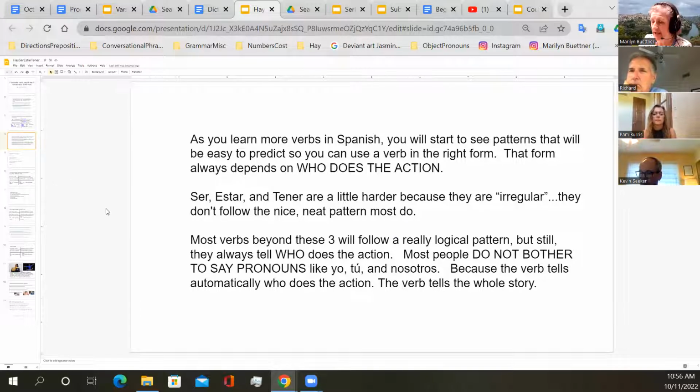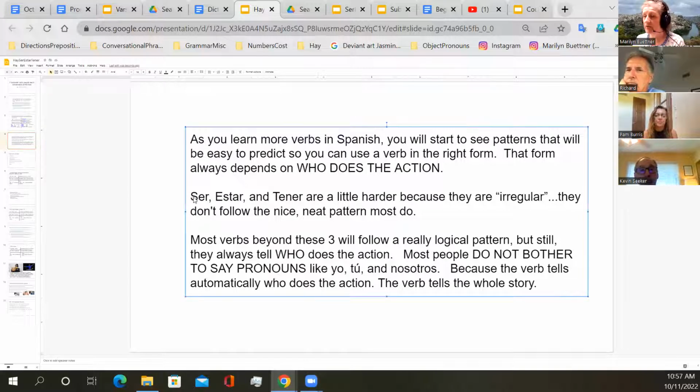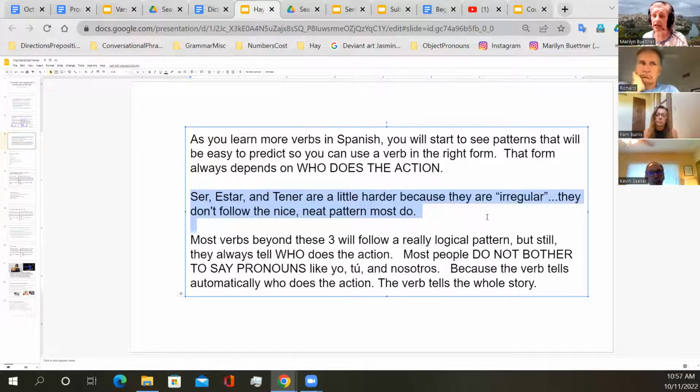Except to say, ser, estar, and tener are a little bit harder. Most of the time, verbs follow a pattern, but ser, estar, and tener are irregular. In English, they're also irregular. We have the verb to be, but then it becomes I am. Am doesn't look like be. I am, you are, he is, she is, they are. None of those look like be or sound like be. So ours are irregular too.